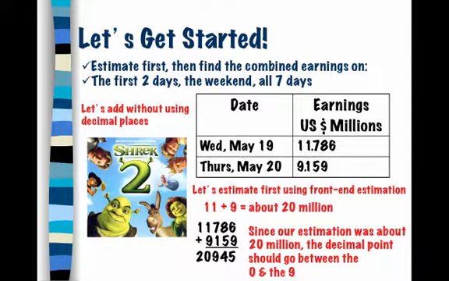Now, since our estimation was about 20 million, the natural place for the decimal point is between the 0 and the 9. So our answer is $20.945 million.